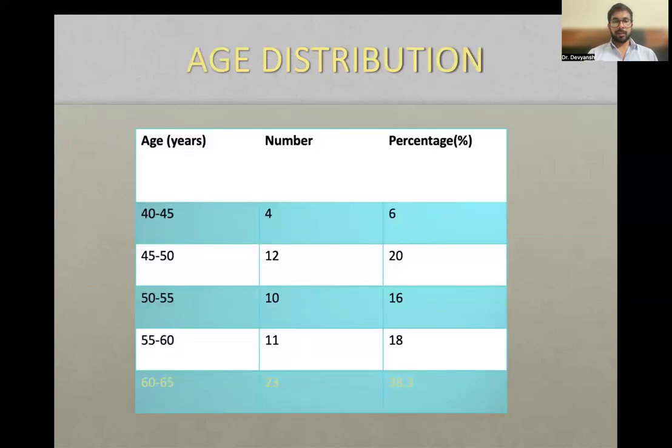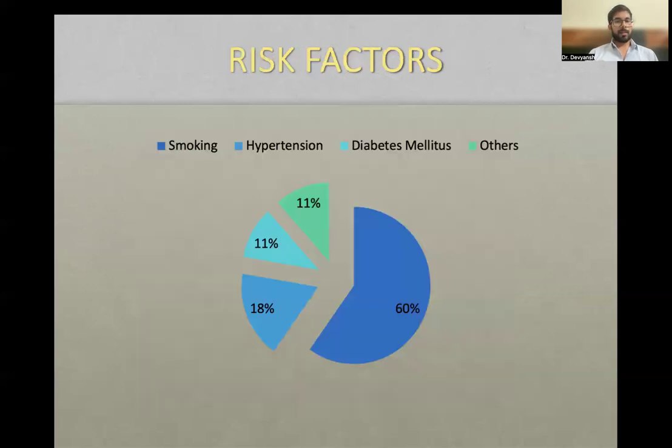Age distribution. In the 40 to 45 age group, there were 4 patients, accounting for 6%. In 45 to 50 years, there were 12 patients, accounting for 20%. In the 50 to 55 years age group, there were 10 patients, accounting for 16%. In 55 to 60 years, there were 11 patients, accounting for 18%. And in 60 to 65 years, there were 23 patients, accounting for 38.3%.